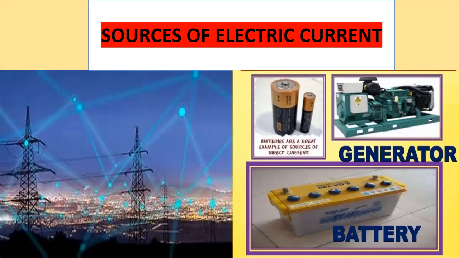Electricity is produced at a power station or power plant. In the power station there is a big electric generator, and that generator produces electricity. From the power station, electricity is brought to our homes through thick wires fixed on electric poles. Though electricity is very useful, and without it our life is very difficult, it is also very dangerous, so we have to operate it very carefully. So this is one source of electric current.